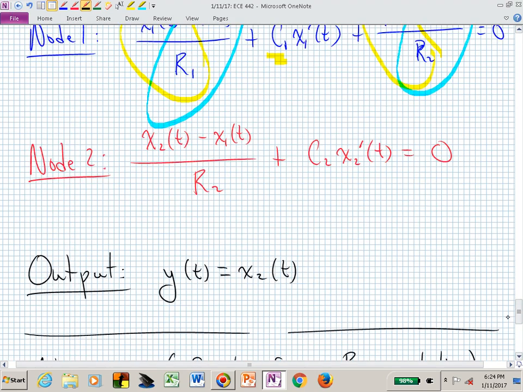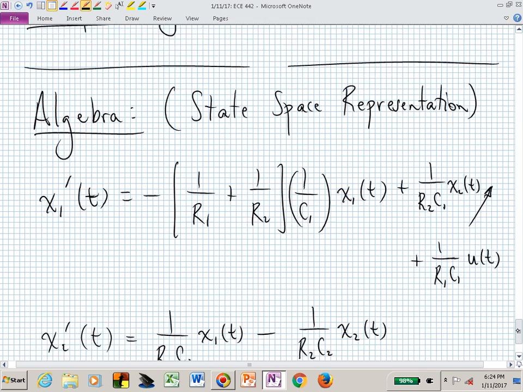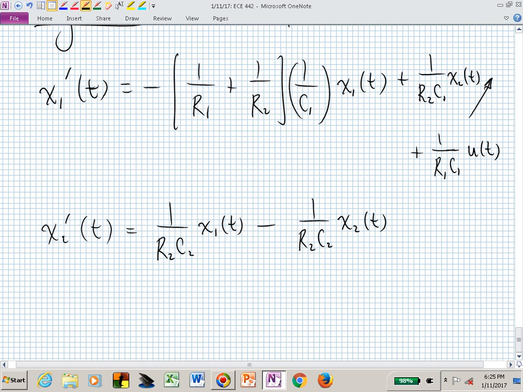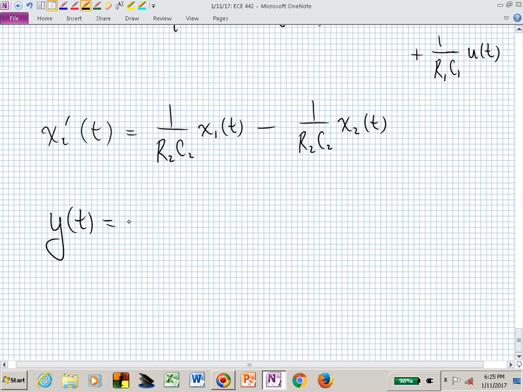And do we have an input in that second equation, a u of t? No, so we don't have any direct connection driving that time rate of change of our second variable. And what is that? That's the time rate of change of our capacitor voltage, C sub 2. That's what this state space representation is telling us: how those voltages are changing on the first capacitor and the second capacitor as a function of R1, R2, C1, C2 and the input u. And our output is just x sub 2 of t.